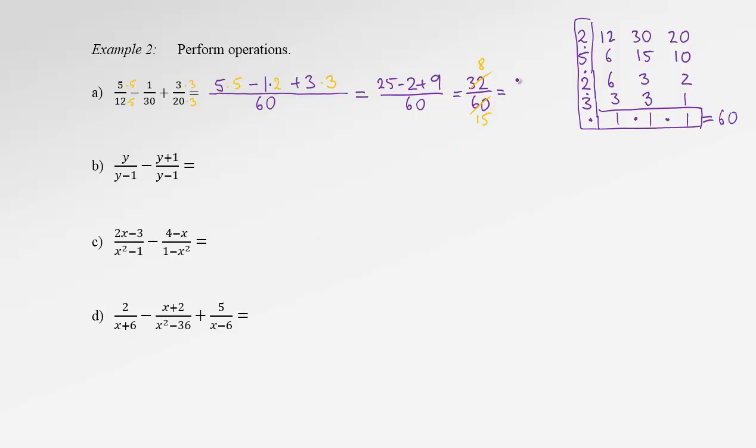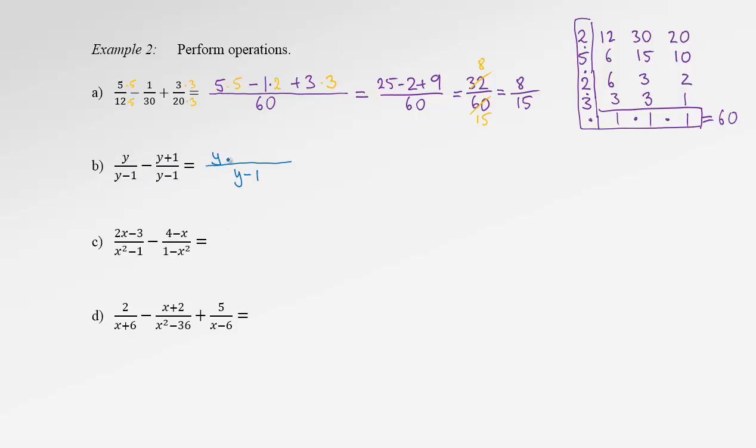So our final answer is 8/15. Let's look at example B. This time we have exactly the same denominator, so we don't have to look for LCD at all. We just copy this denominator, and we're supposed to subtract numerators.